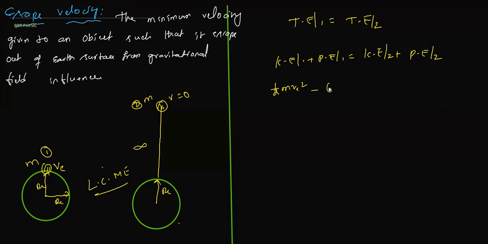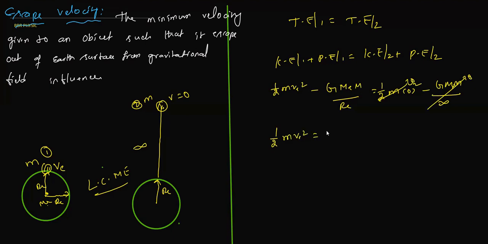Potential energy can be written as minus GMEM divided by RE. Observe here, ME and m are separated by a certain distance RE. This is equal to kinetic energy at 2, half m into 0 square, after reaching infinite distance, plus potential energy minus GMEM divided by infinity. Anything upon infinity is also 0. So this also becomes 0. If I send this negative sign to this side, it becomes positive. So we can write half mVE square is equal to GMEM divided by RE.